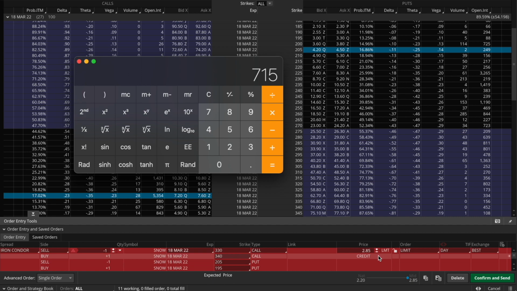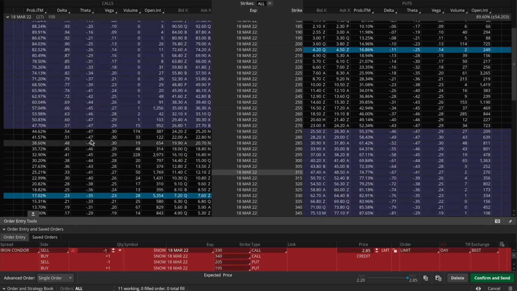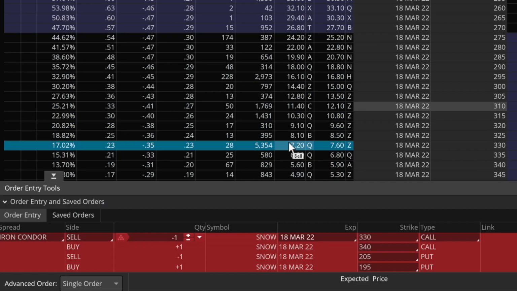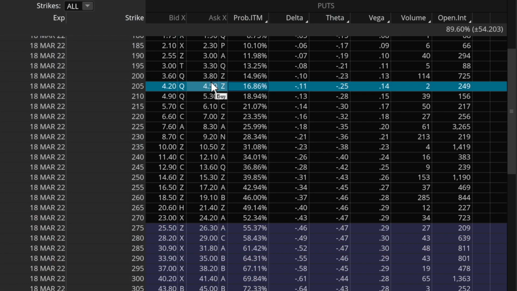Now, finally here with this trade, take note of one more important thing. Specifically this column here, this is the probability that all these contracts will expire in the money. So for the 330 strike call option here, this is the one I'm selling, the chance that by the expiration date, this option becomes in the money, or essentially the chance that Snow moves all the way to and above $330 per share by March 18th, is only about 17%. And very similar with this 205 strike put option, this is my short put, right? The chance that this option will expire in the money, or the chance that Snow will fall in price down to and below $205 per share, is also just below 17%.